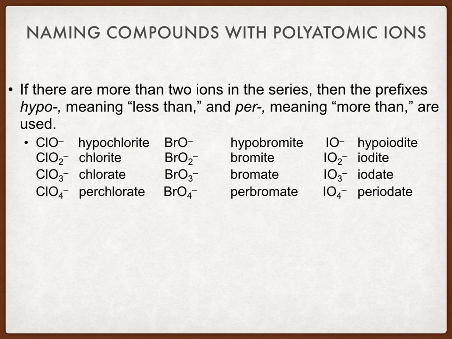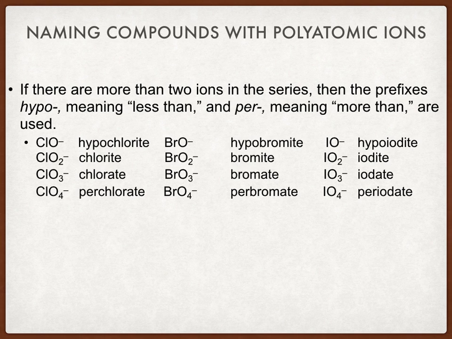So if we start off with each one with 2 oxygens, we've got chlorite, bromite, and iodite. 2 oxygens, they all end in ITE. We bump up 1 more oxygen to 3. We have chlorate, bromate, and iodate. That's with 1 more oxygen. Now, with another oxygen, since we already added the ATE, now we can add the per at the beginning, as the prefix. Per meaning more than. So perchlorate is 4 oxygens, perbromate is 4 oxygens, and periodate is 4 oxygens.